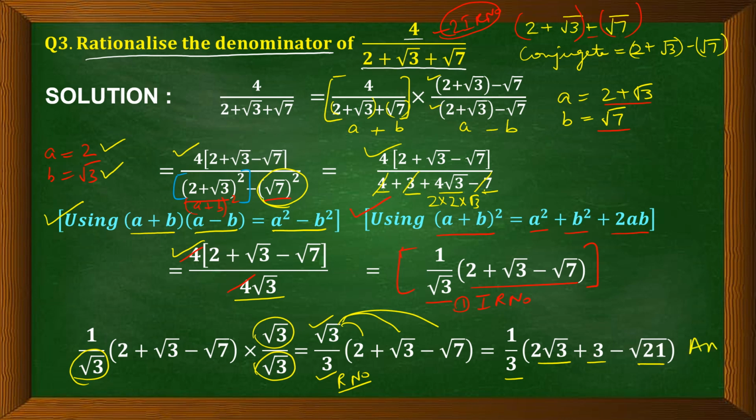So this is our final answer, right? And which we have rationalized. That means the denominator now is a rational number, right?